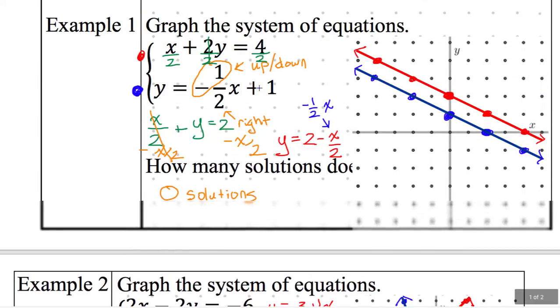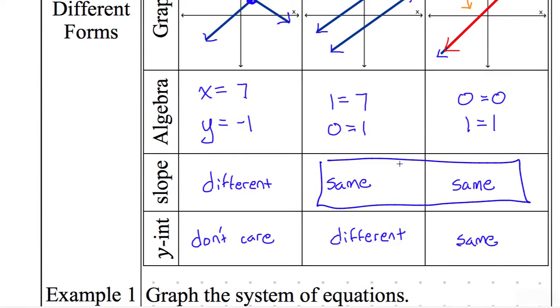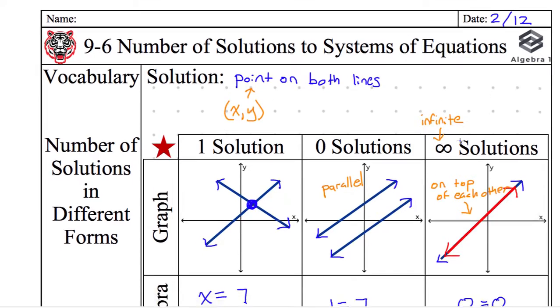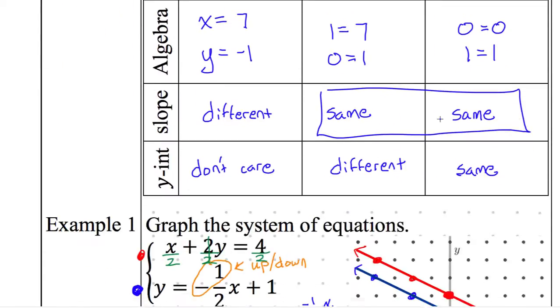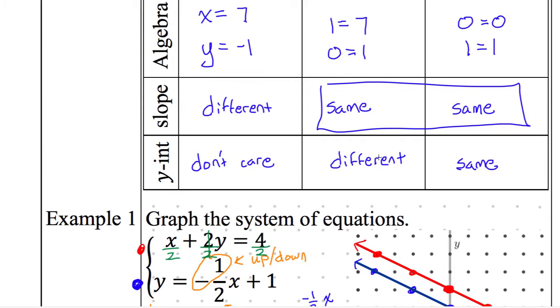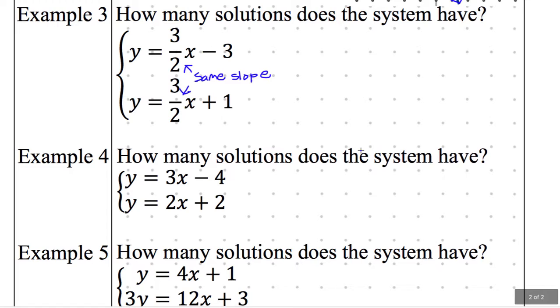So if we're in same slope, that means we're in either this column or this column. So we're either in 0 solutions or infinite solutions. Well, now to determine the difference between 0 solutions and infinite solutions, I need to compare the y-intercepts. So let's undo that. The y-intercepts. And now you've seen the y-intercepts. What's the answer? Is it 0 solutions or is it infinite solutions?